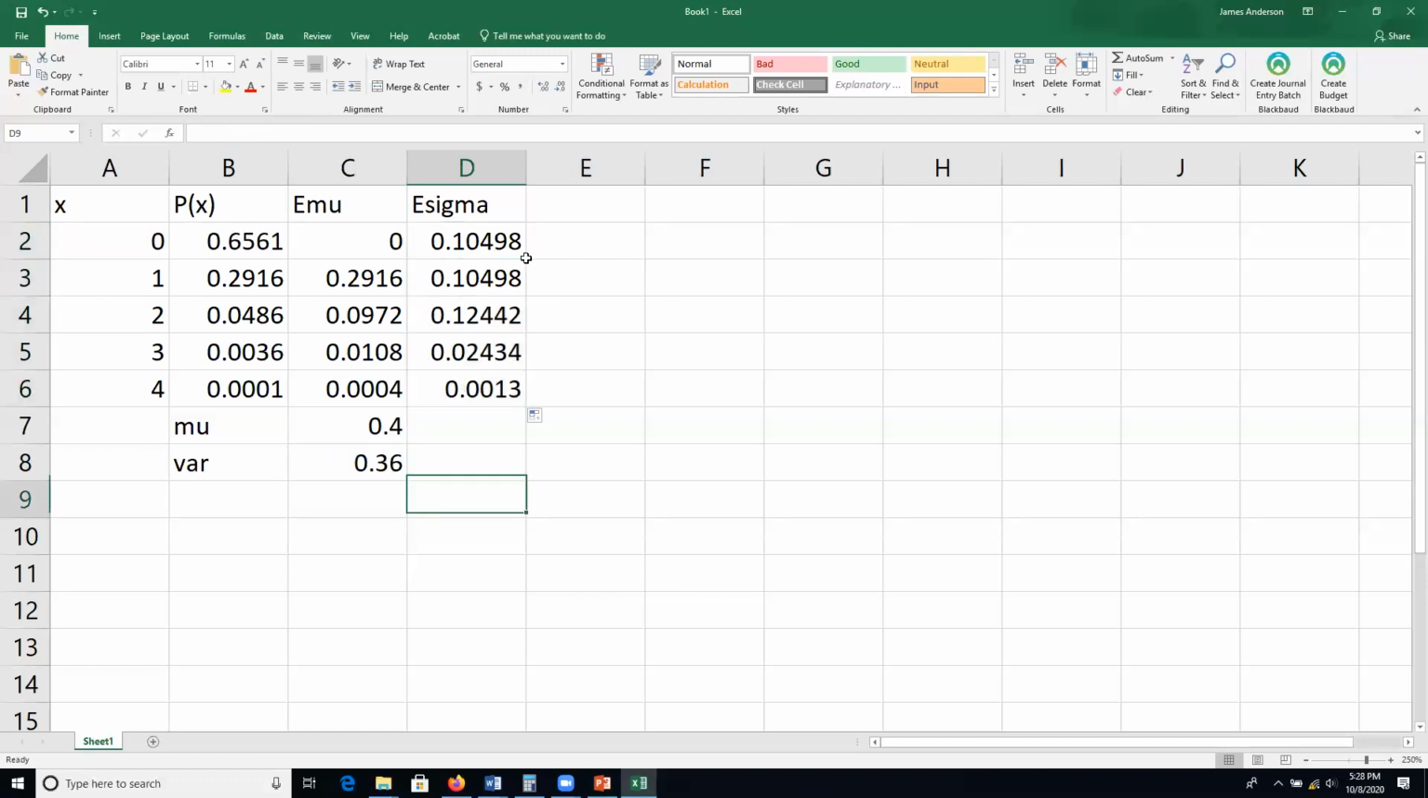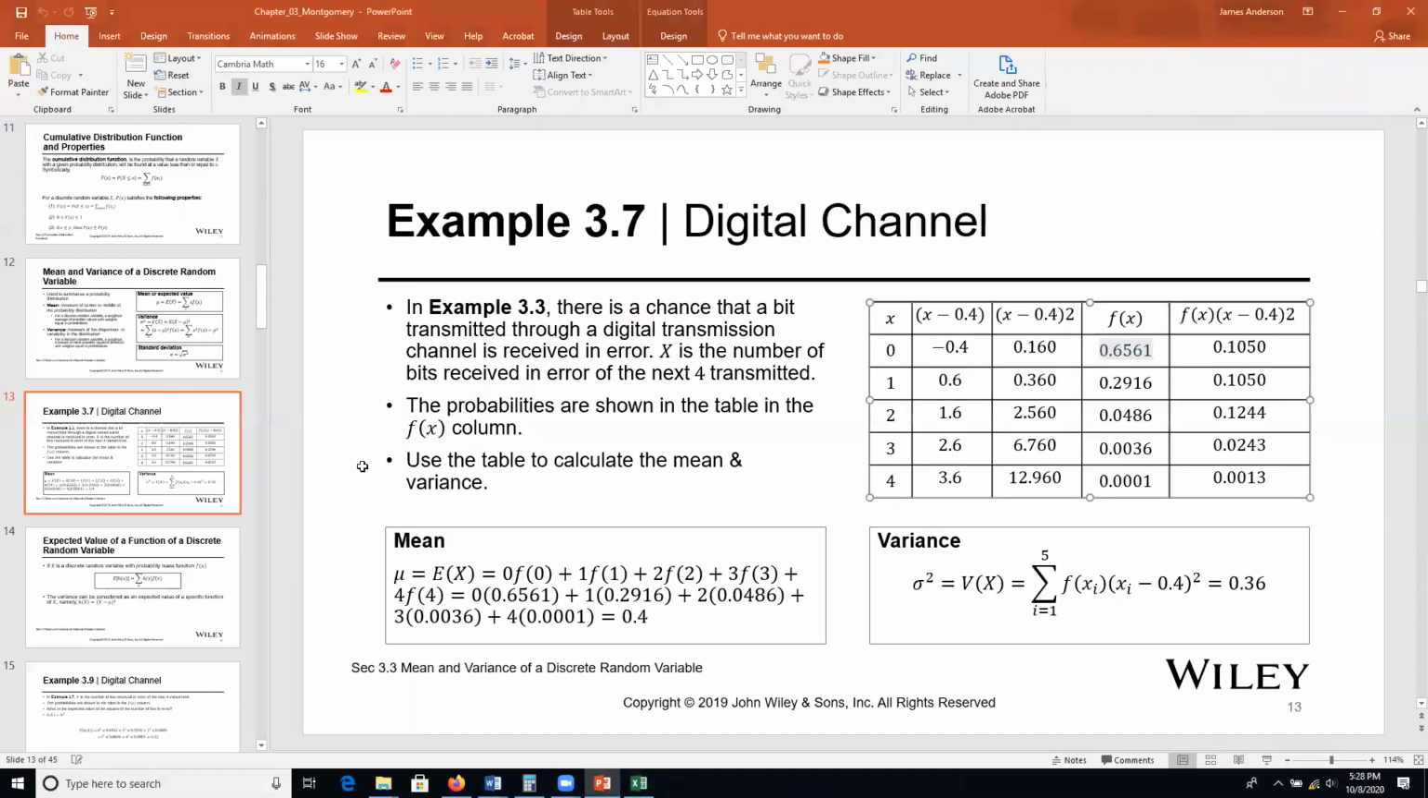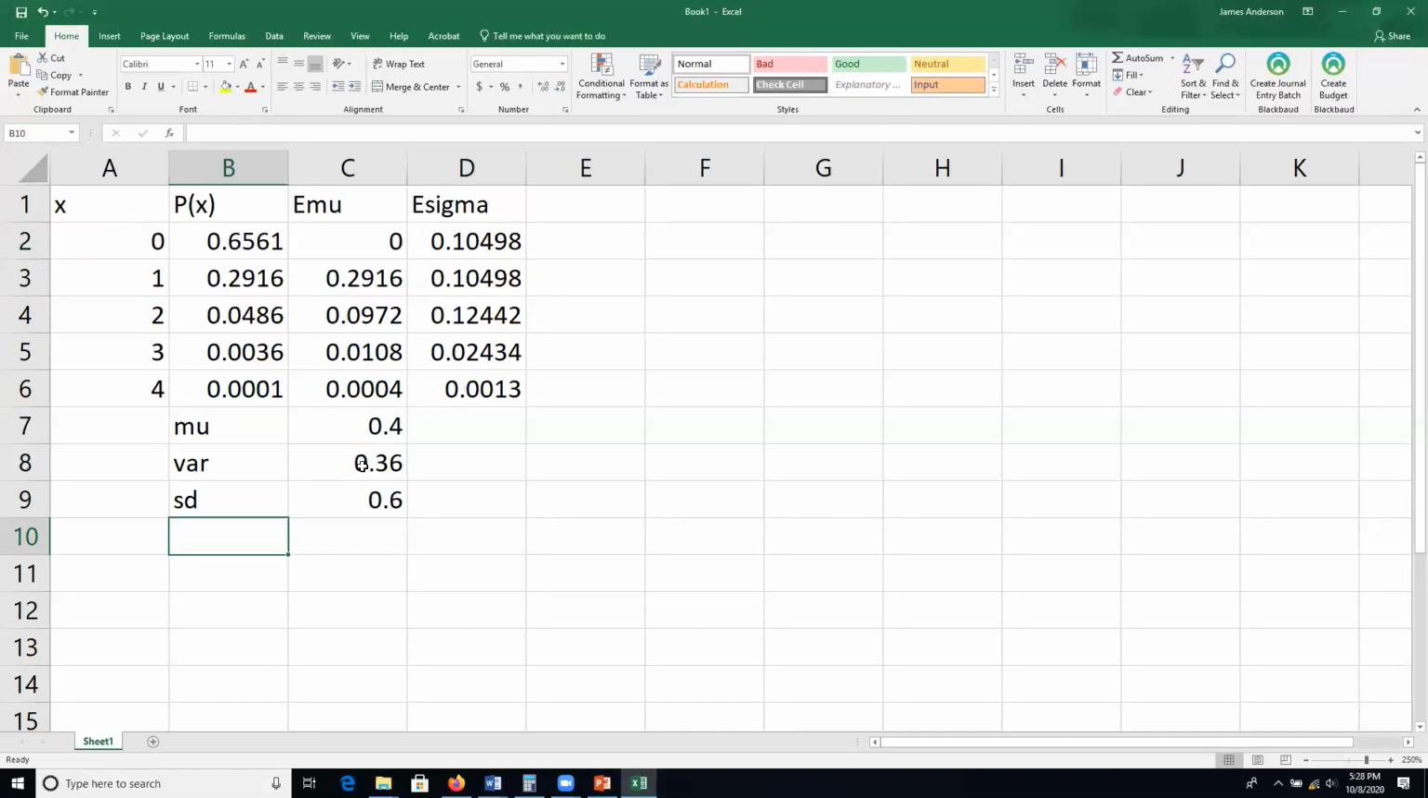which gives us a variance of 0.36, and then the standard deviation is the square root of your variance, 0.36. So our standard deviation is going to be 0.6. So we have a mean, expected mean of 0.4. This table, which I could even make bigger by doing each individual step, is easier to read.